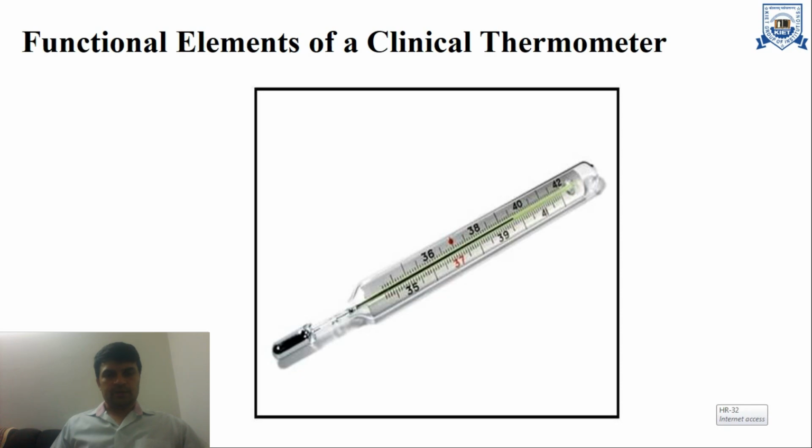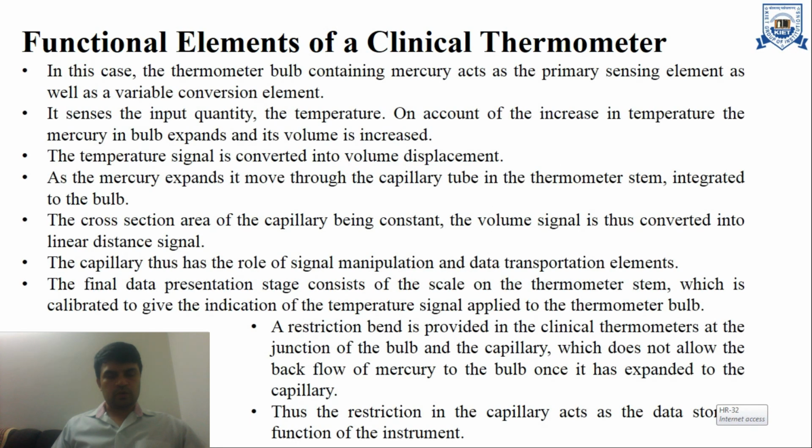Then we have the functional elements of a clinical thermometer. This is the picture of a thermometer. In this case, the thermometer bulb containing mercury acts as the primary sensing element as well as the variable conversion element. It senses the input quantity, which is the temperature. On account of the increase in temperature, the mercury in the bulb expands and its volume increases. The temperature signal is converted into volume displacement.